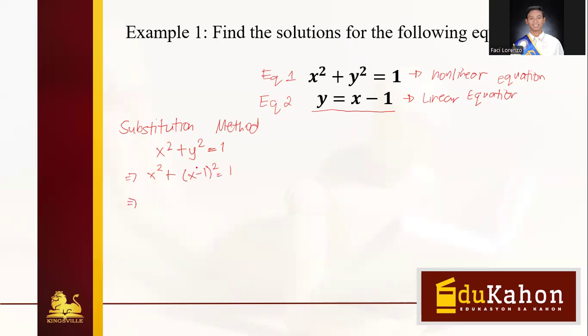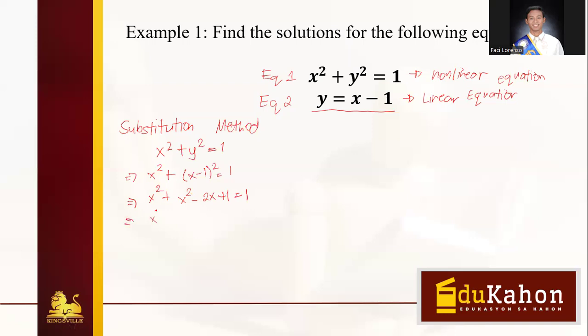Now, let's try to expand the binomial. This is x squared, plus x multiplied by x, that is x squared. Multiply your first term to your second term and multiply it by 2. So x times negative 1 is negative x, multiplied by 2, that's negative 2x. And if we multiply the last term by itself, negative 1 multiplied by negative 1 is positive 1. And this is just equal to 1.